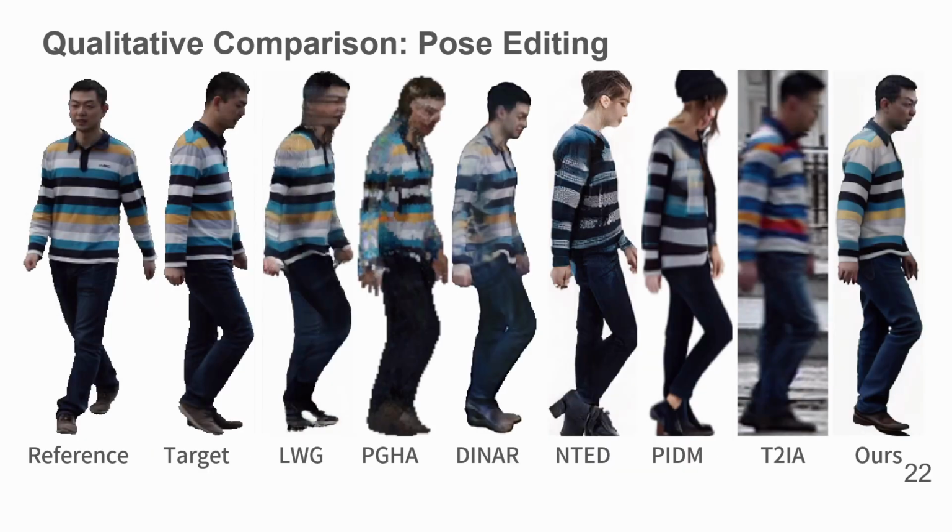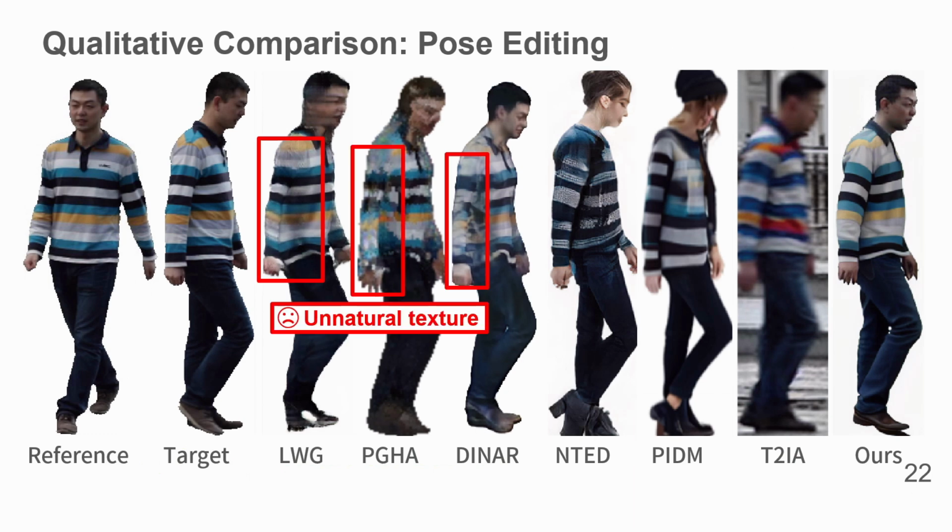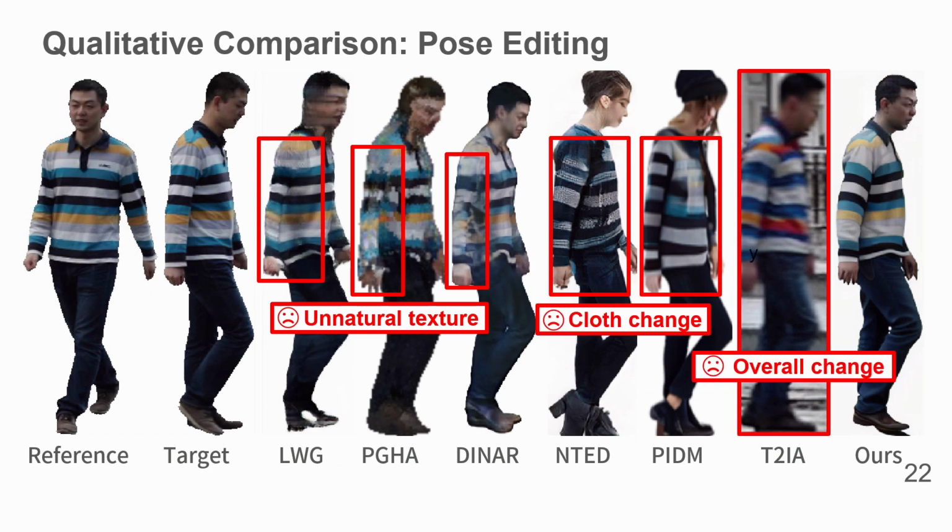Next, we discuss the qualitative comparisons. In this figure, we edit the pose of the far left image using each method. The existing methods yield unnatural textures on the side of the body and change clothing significantly. In contrast, our method shows realistic results.